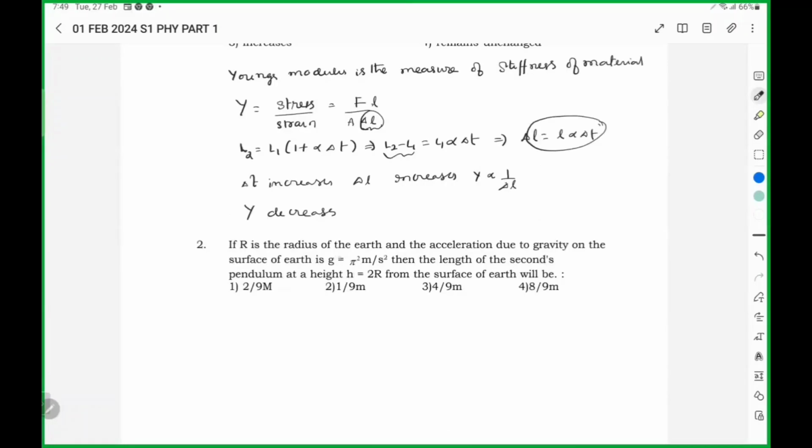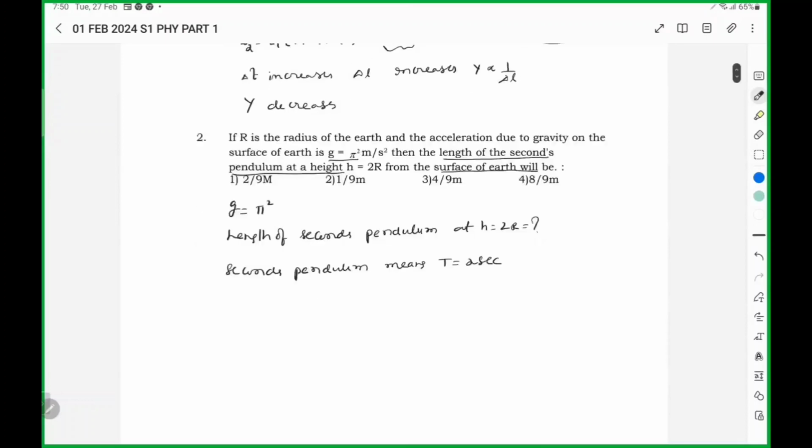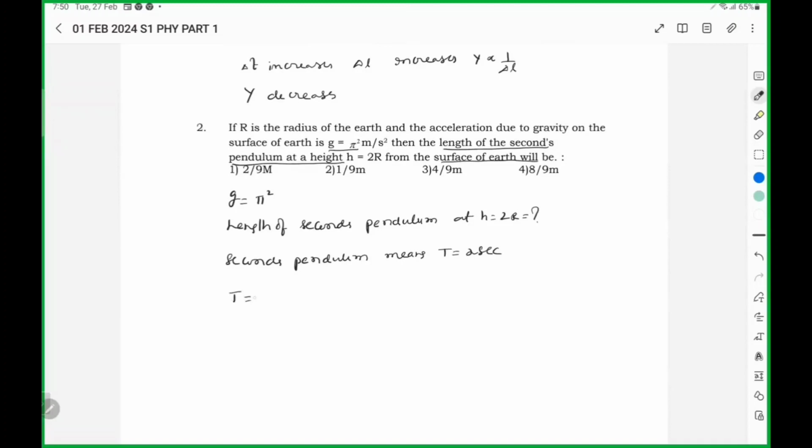Here R is the radius of the earth, and g is the acceleration due to gravity on the surface of the earth. That is one piece of information. Length of the seconds pendulum at h from the surface of the earth, he is asking. Seconds pendulum means the time period is 2 seconds everywhere. So whether it is on the surface or above the surface, there is no change in the time period. Since g changes, L also must change to keep the time period at 2 seconds.